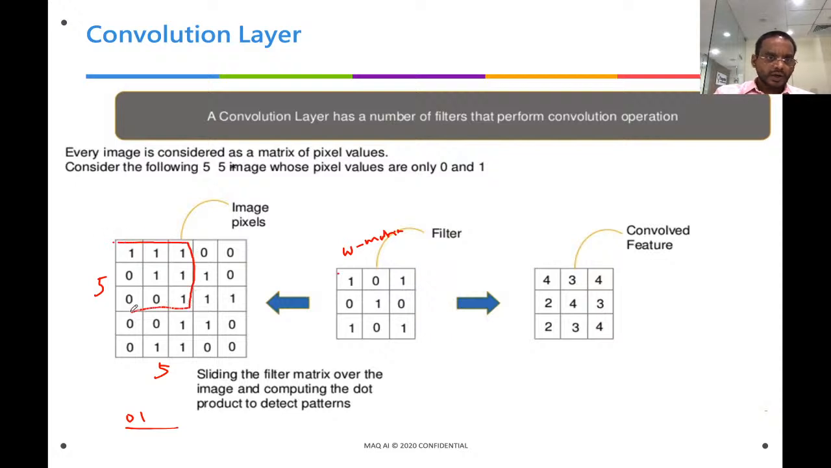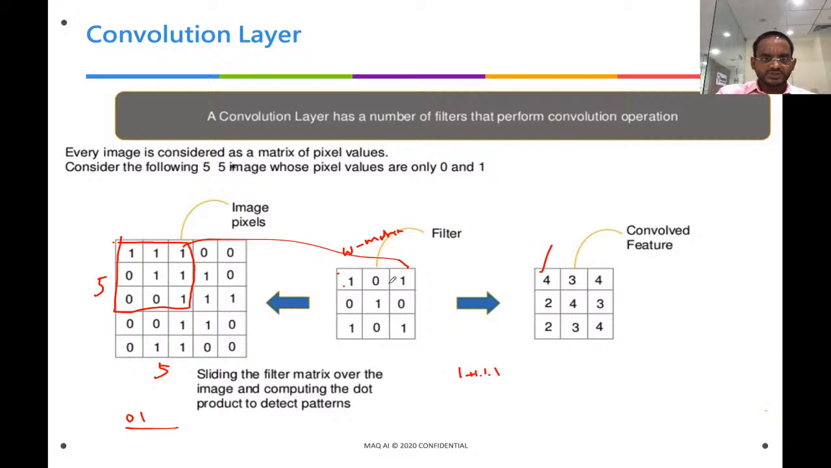You can overlay this number, and then you see what value comes. 1 into 1 is 1, 1 into 0 is 0, and 1 into 1 is 1. Similarly, next is 0 into 0, 1 into 1, and 1. Another one is here, then 0, 0, 1 into 1, another one is here. So you have 4 ones here, which is 4. You see the first value is 4 here.